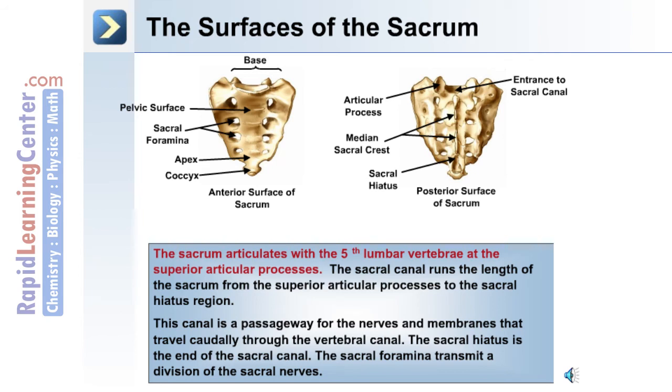The sacrum articulates with the 5th lumbar vertebrae at the superior articular processes. The sacral canal runs the length of the sacrum from the superior articular processes to the sacral hiatus region. And this canal is a passageway for the nerves and membranes that travel caudally through the vertebral canal. The sacral hiatus is the end of the sacral canal, and the sacral foramina transmit a division of sacral nerves.